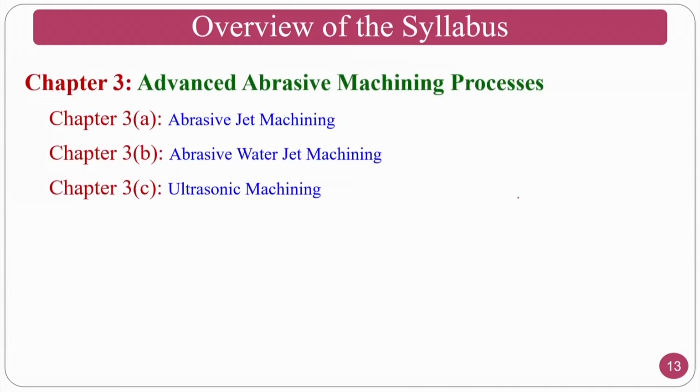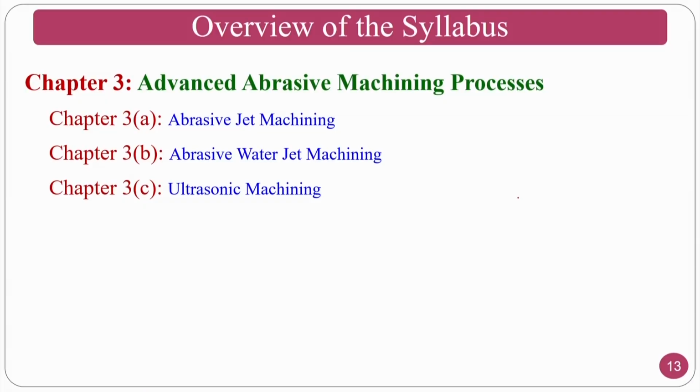In chapter 3, we study advanced abrasive machining processes. I am talking about machining as well as finishing, sometimes machining and sometimes finishing, and you will understand the difference in later slides. In chapter 3, we study abrasive jet machining, abrasive water jet machining, ultrasonic machining, followed by elastic emission machining.